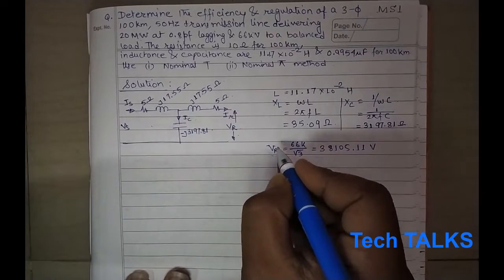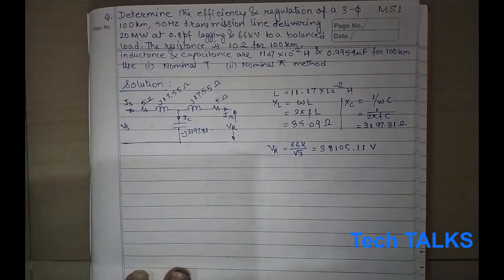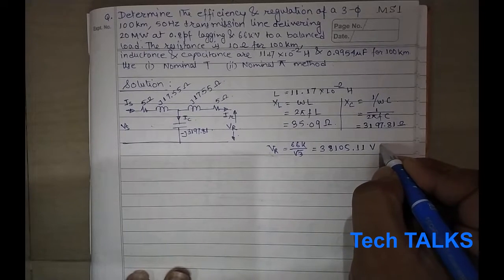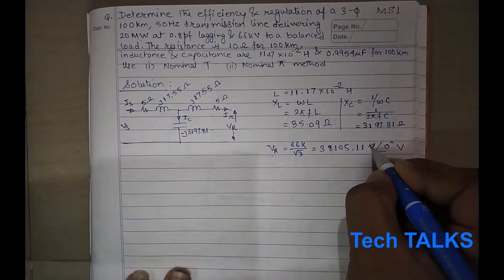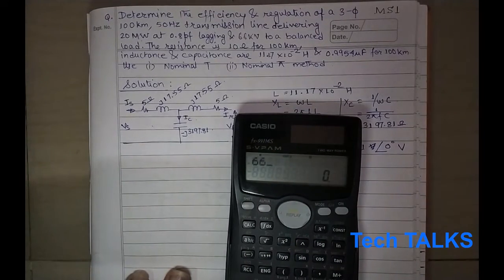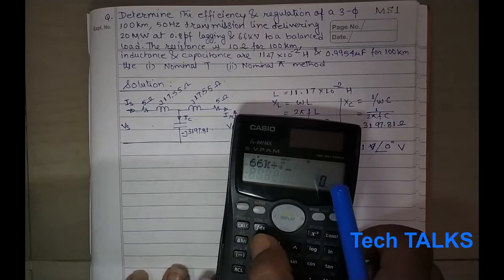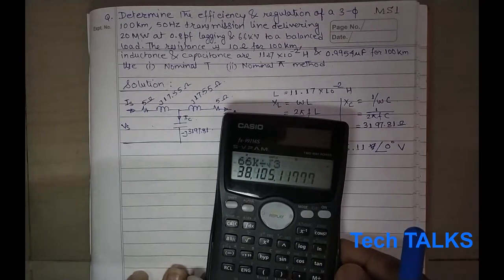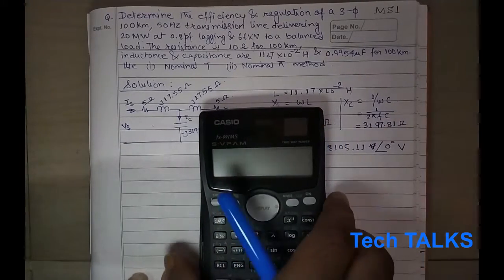We will take this VR as reference, so the angle will be 0 degree: 38105 volt at 0 degree. Let me check once again: 66 kilo divided by root 3 is 38105.11. Okay.